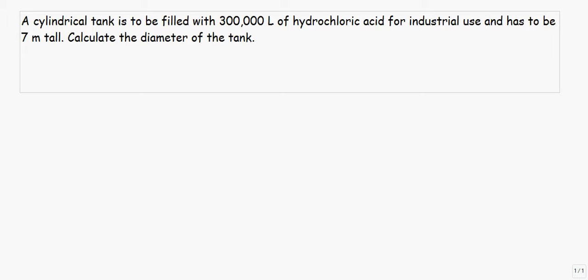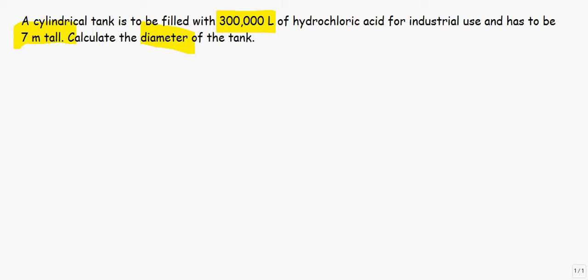Alright, the purpose of this video is to show students some finer points when working with volume calculations. So we see here on this problem, if you read through it, we have a 300,000 liter tank. It has to be 7 meters tall, and we need to find the diameter of said tank.